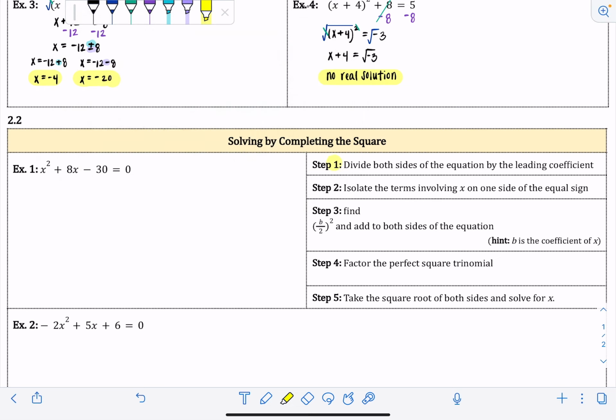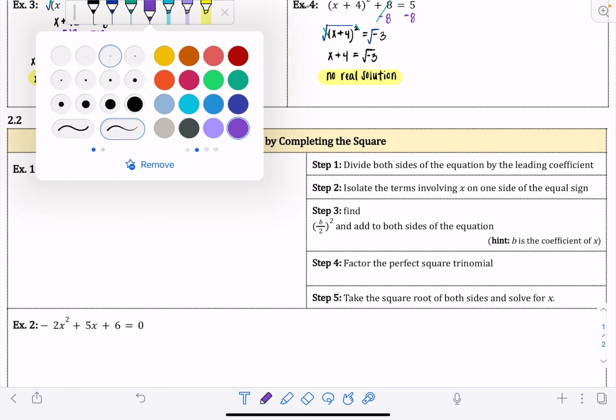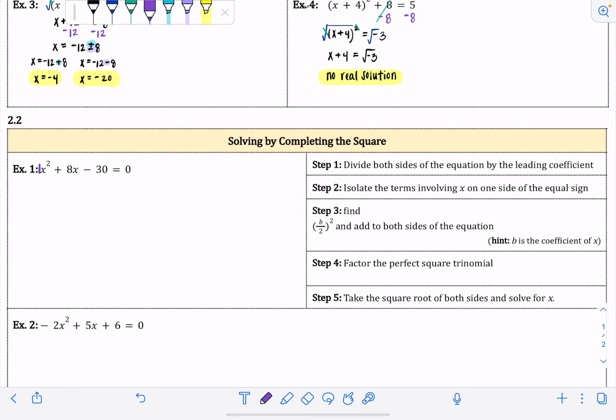And if we start with step 1, it says divide both sides of the equation by the leading coefficient. But our leading coefficient is 1. So if I divide the entire equation by 1, it stays the same. So I don't really need to do that step.